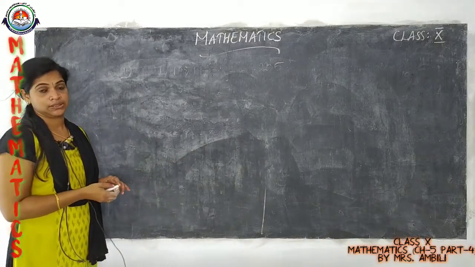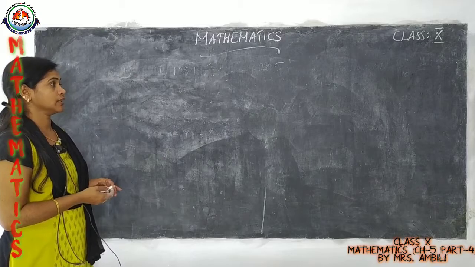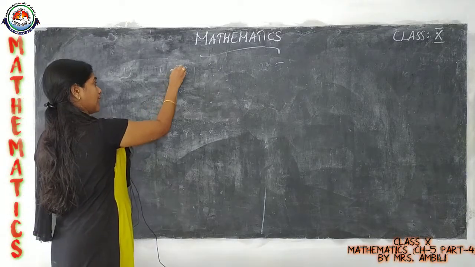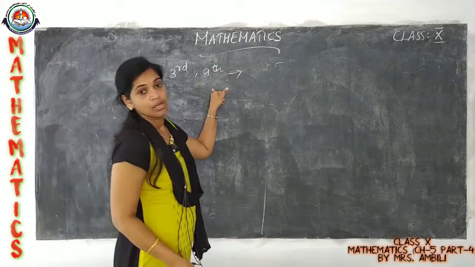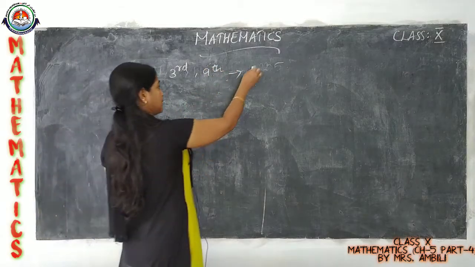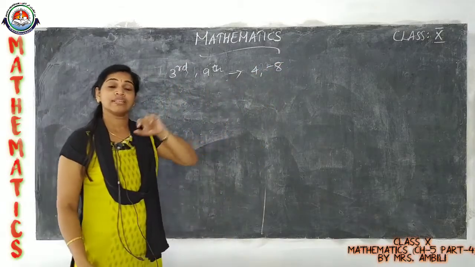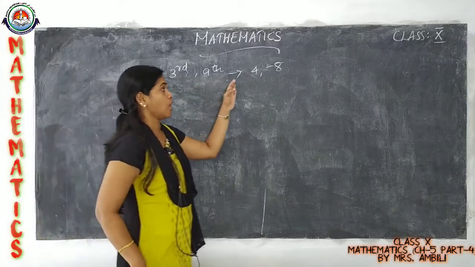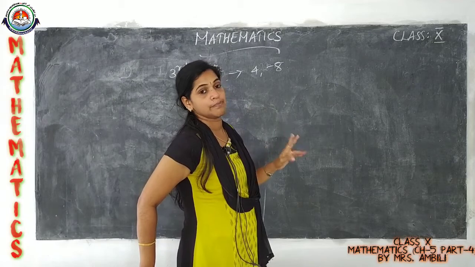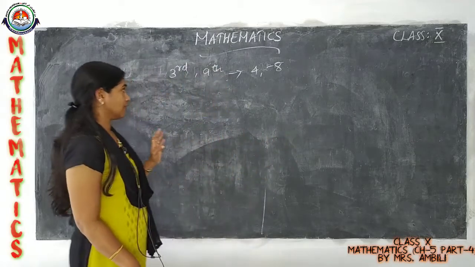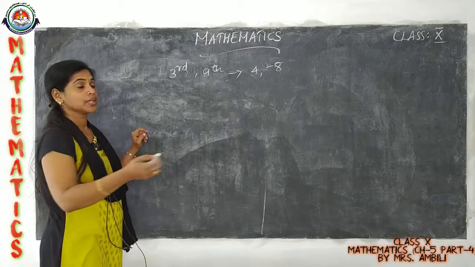If the third and ninth term of an AP are 4 and minus 8 respectively, our question is that which term of this AP is 0? So what is given? Third term is given. Third term means a_3.